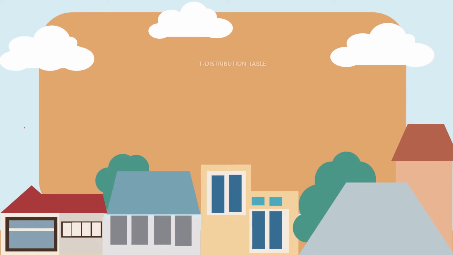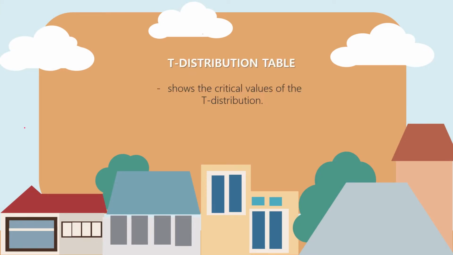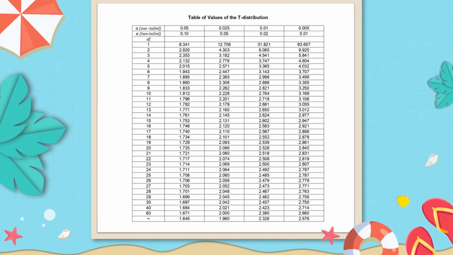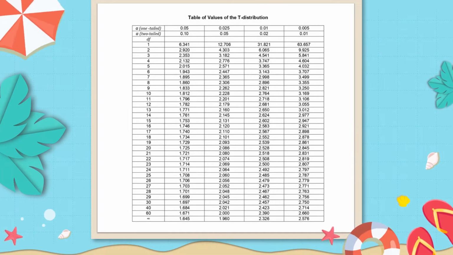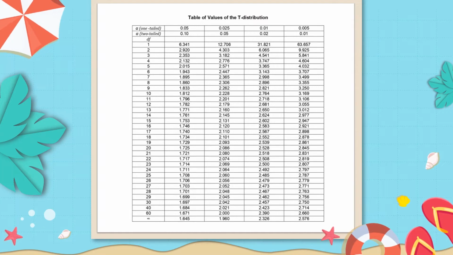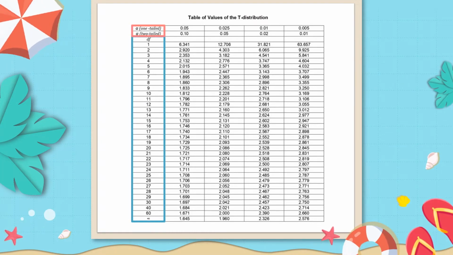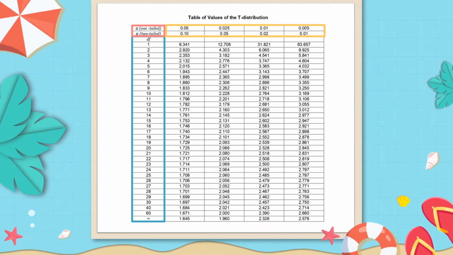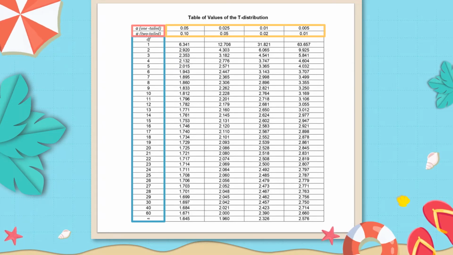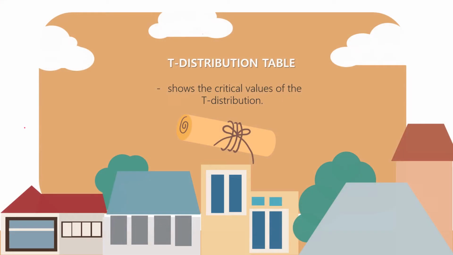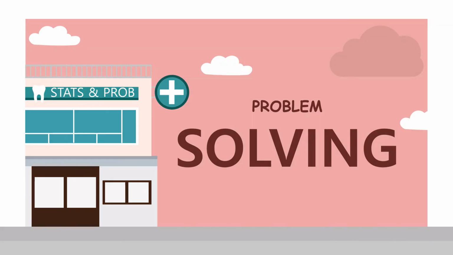Lastly, the t-distribution table shows the critical values of the t-distribution. To use the table, you only need to know 3 values: the degrees of freedom of the t-test, which is placed here on the left side, the number of tails of the t-test, 1-tailed or 2-tailed, and the value of the alpha error. This large space will be the value of the t-distribution. Now, since you already know the crucial terms, we can proceed to the long-awaited area, the problem solving.